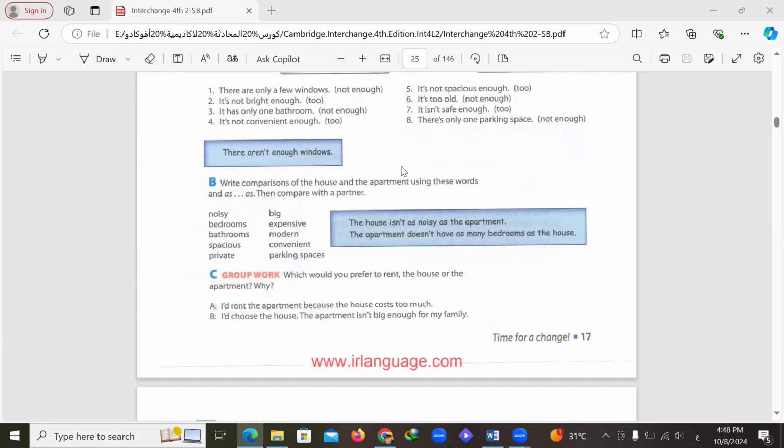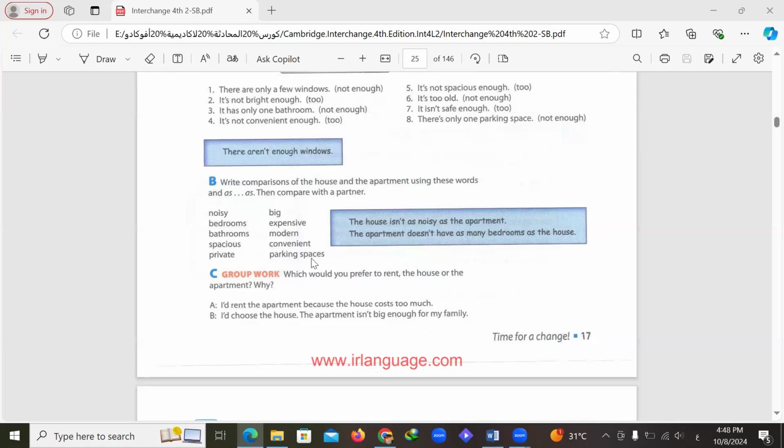You can practice with your colleagues or you can join our live sessions to practice your English. Here we use some words to do the comparison. Noisy, I think we had it before. Bedrooms, the room we sleep in. Bathrooms, where we wash our body, and restroom. Spacious, private, big, expensive, modern, convenient, parking spaces, or garage. I think we have had all of those words before.